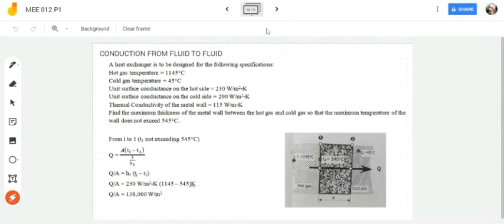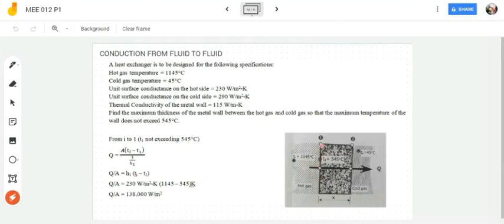We have a heat exchanger to be designed for the following specification. Hot gas temperature TH is 1145 degrees Celsius. You have the TC, which is 45 degrees Celsius. The h1, or the unit surface conductance of your hot side, is 230 watt per meter squared Kelvin. For the cold side, or your ho, that is 290 watt per meter squared Kelvin. Your thermal conductivity of the metal wall is 115 watt per meter Kelvin. Find the maximum thickness of the metal wall between the hot gas and the cold gas, so that the maximum temperature of the wall does not exceed 545.